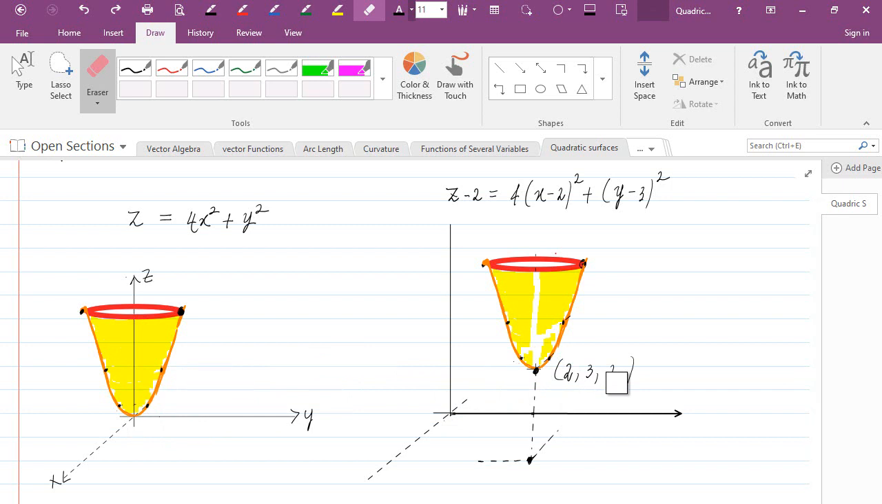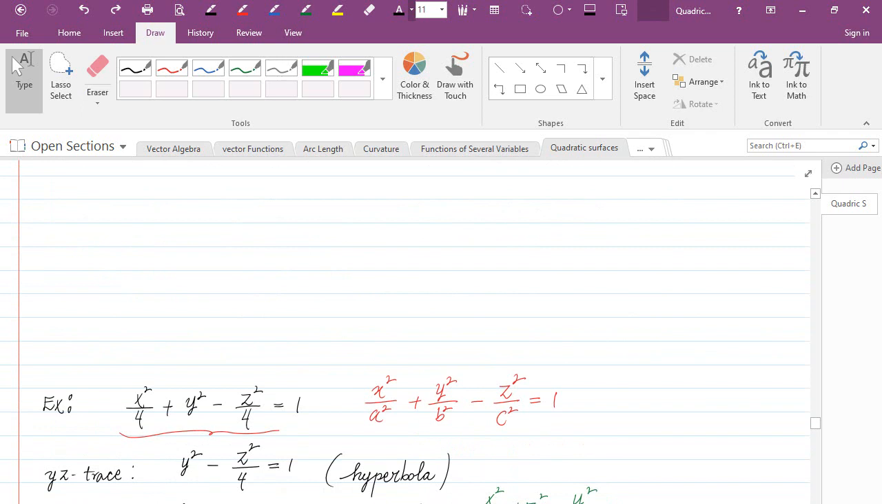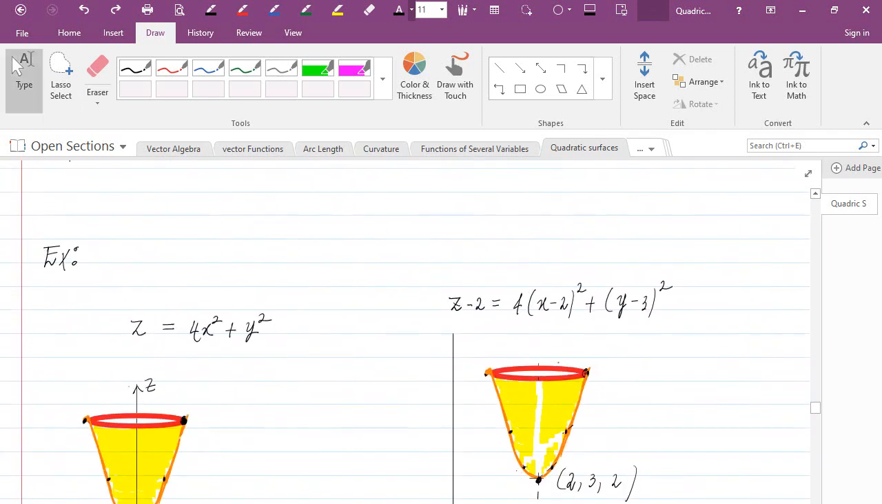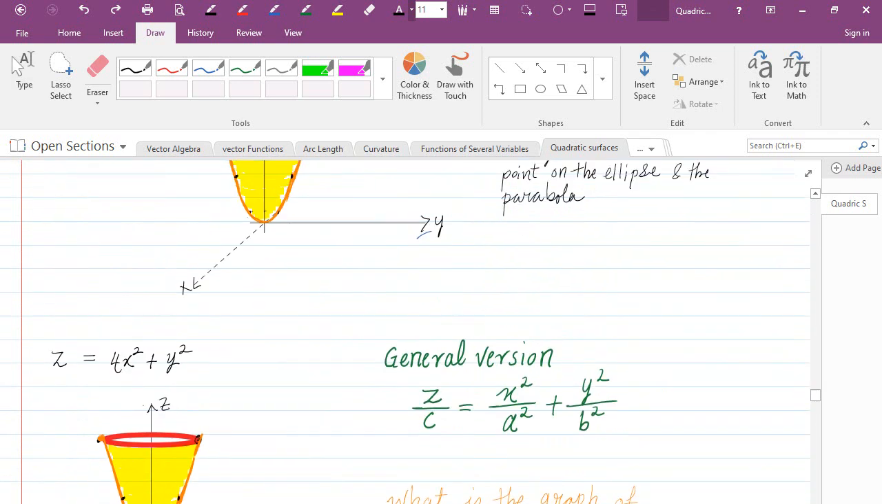So when you look at this translation, notice that if I have a point on this graph, then I have to add 2 to x, 3 to y, and 2 to z to get a point on the new graph. So any point that I have here, I add 2 to x, 3 to y, and 2 to z to get a point here. So you see why we have this translation. Okay, so that's all I want to say about elliptic paraboloids.